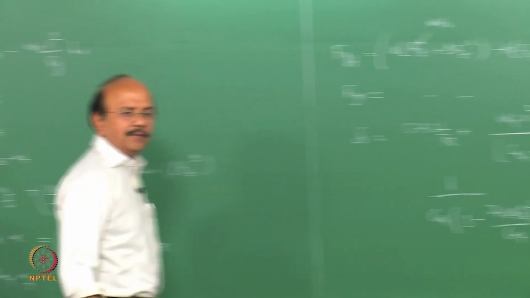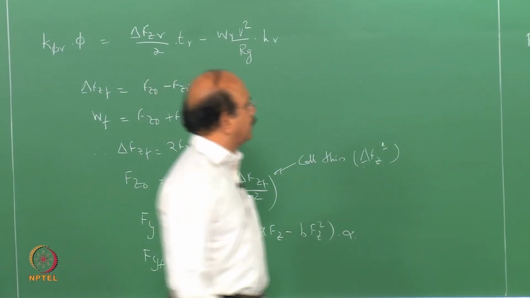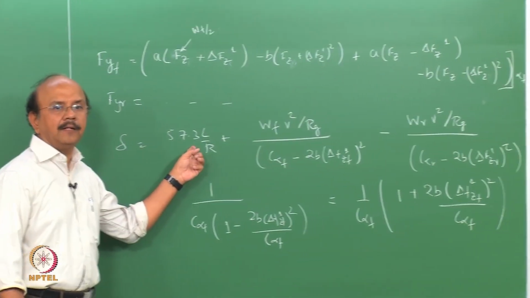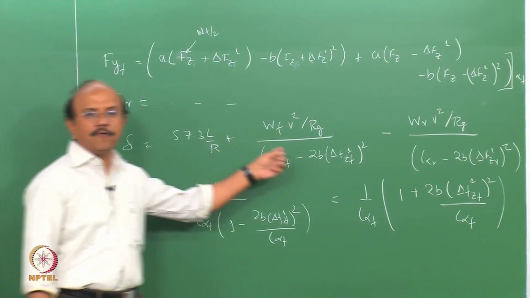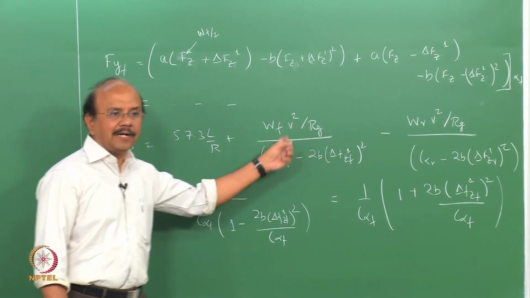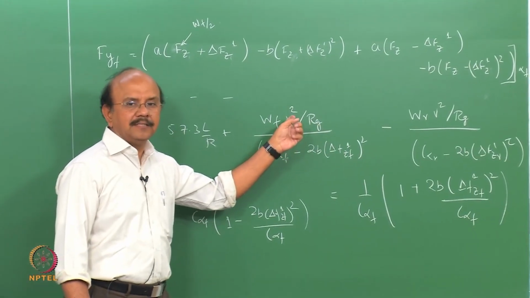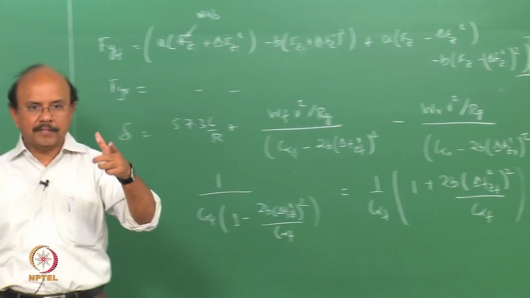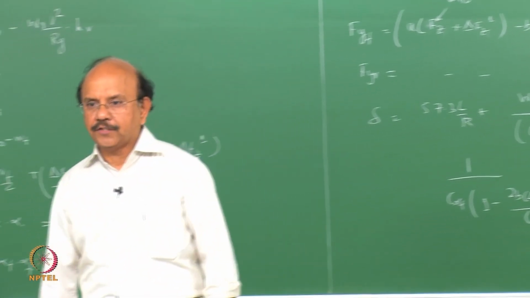What is that expression? Go back and look at my expression for delta. What was the delta expression? L by R plus alpha f minus alpha r, and that was what was written as Wf by C alpha f minus Wr by C alpha r. Remember that we wrote it in that fashion.